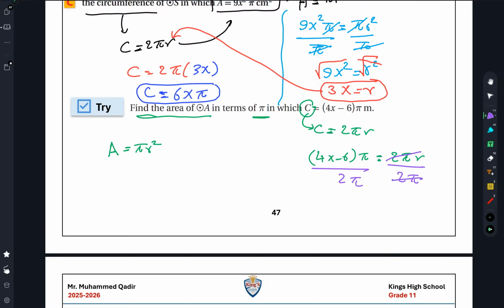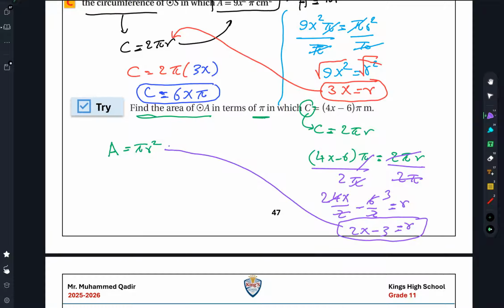Easily, right now, I can find r by dividing both sides by 2 pi. 2 pi cancels with 2 pi, and pi cancels with pi, so r equals 4x minus 6 over 2. I can separate the 2 for both terms in the numerator: 4x over 2 minus 6 over 2. So 4 over 2 becomes 2, 6 over 2 becomes 3. So r equals 2x minus 3. Now I found r, I can substitute in place of r here.